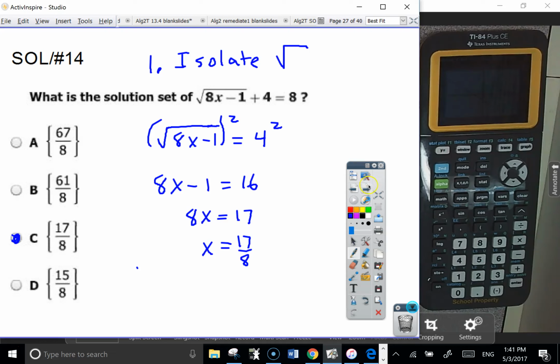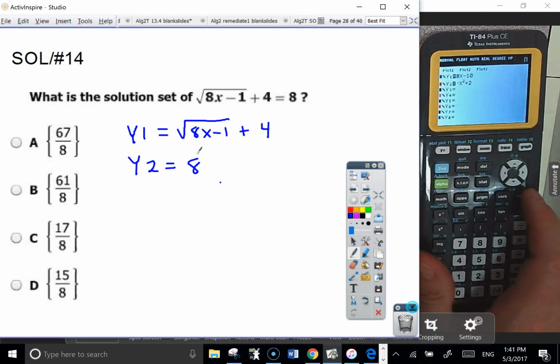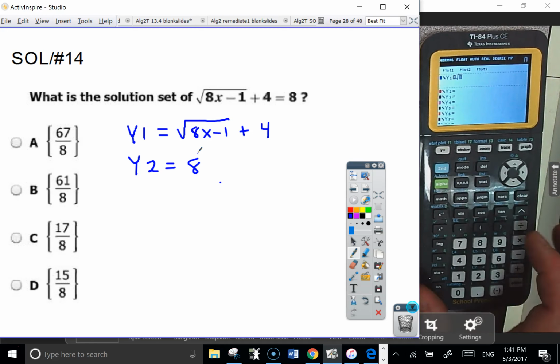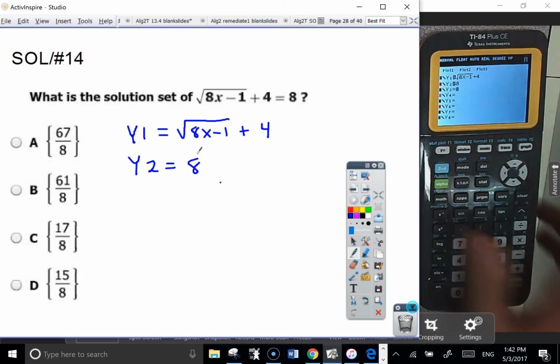Right? The other thing you could do is you could turn this into a system. On y1, put the left-hand side. On y2, put the right-hand side, 8. So let's see how that works. Second square root. Make sure to right arrow to get out of that. Plus 4. And then we put in 8. So that looks right.